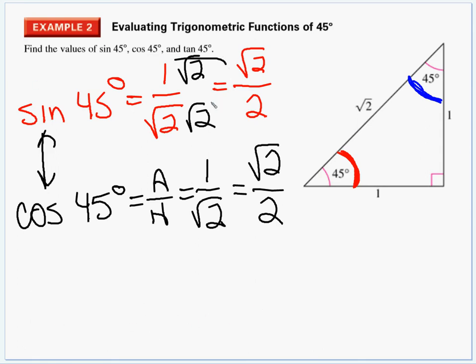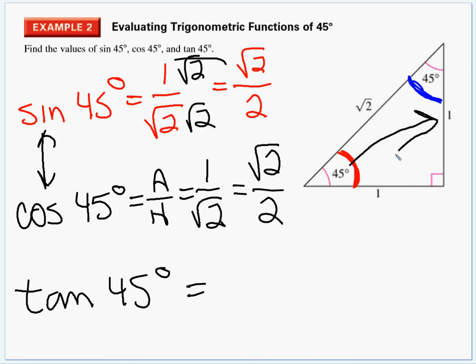The last one we need to find is the tan at 45. Tangent is opposite over adjacent. So here from the red one, opposite is 1, adjacent is 1. From the blue angle 45, opposite is 1, adjacent is 1. So that's 1 over 1, or just 1.